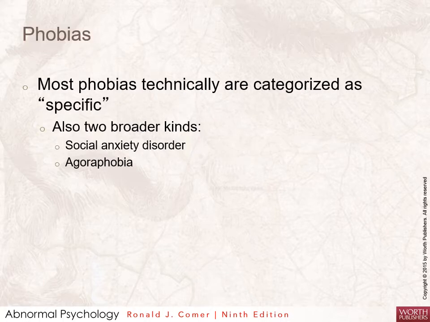Now, there are two broader kinds of phobias. You have social anxiety disorder and you have agoraphobia. Social anxiety disorder is an intense fear of a social situation like public speaking or public eating or even using public restrooms. Those are all social anxieties.